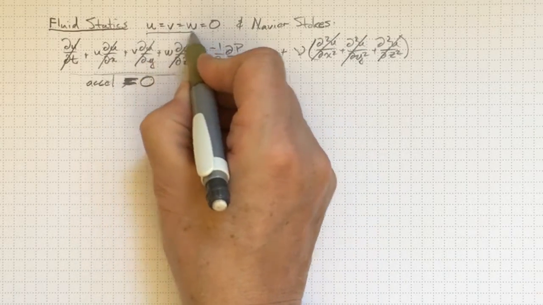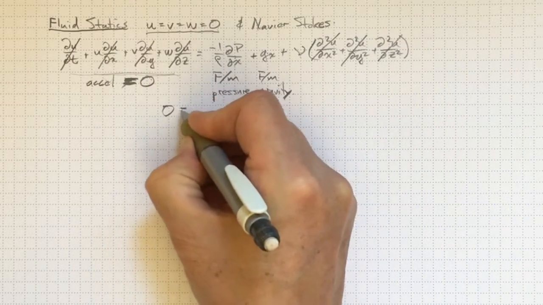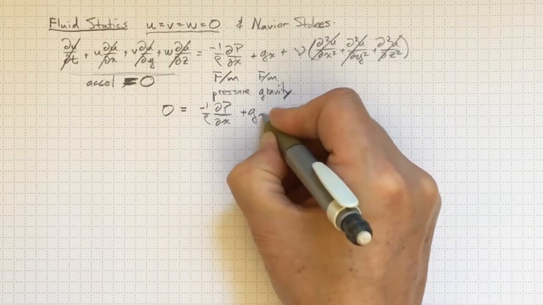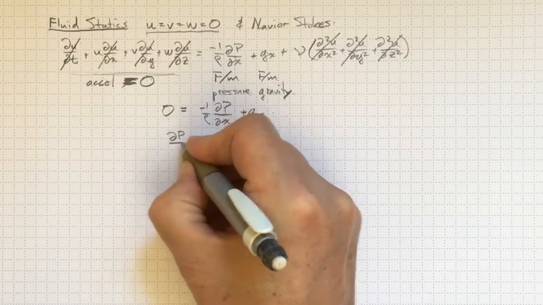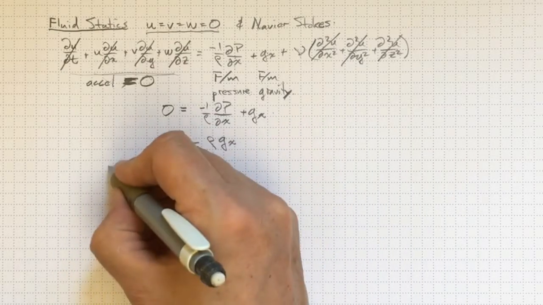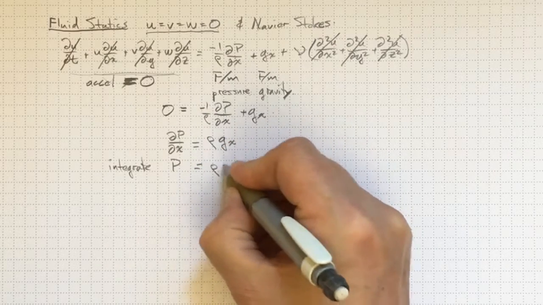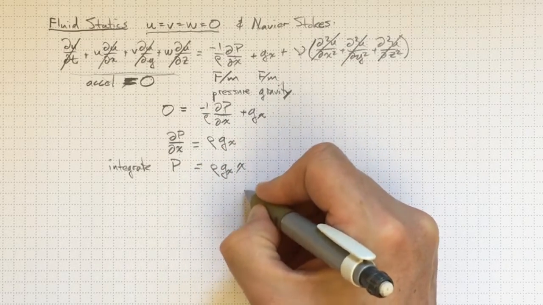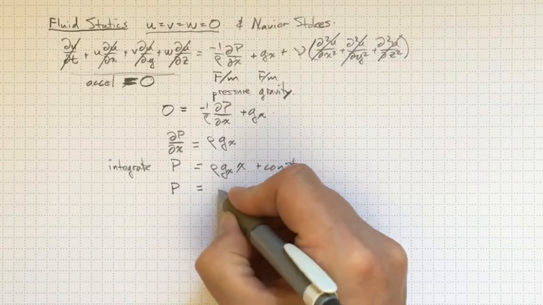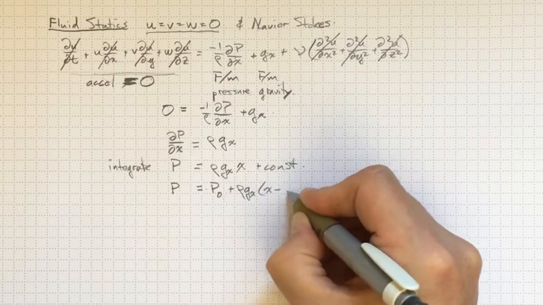So if U is equal to V is equal to W is all equal to 0, then everything's going to cancel pretty well, and we'll be left with 0 equal to -1 over rho dp dx plus g of x. Or, rearranging, dp dx equal to rho times g of x. If we integrate that along some path, we'll get that the pressure is equal to rho g of x times the distance along the path in the x direction plus some constant. We can rearrange that by defining the constant to be p naught plus rho g of x, x minus x naught.